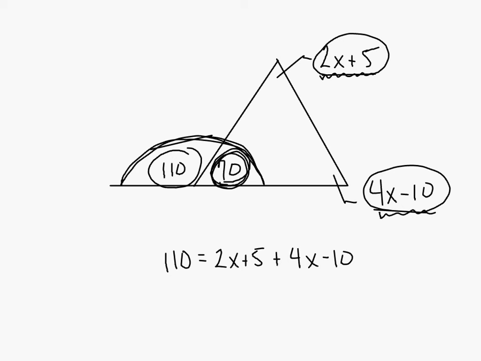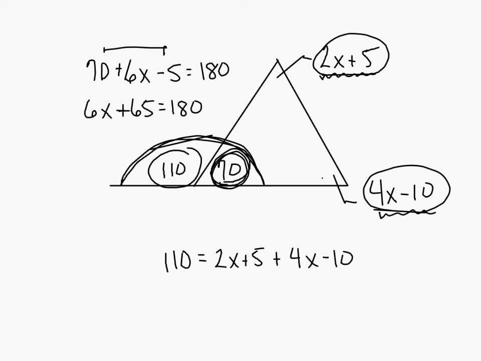If you wrote an equation, you'd have 70 plus 2x and 4x is 6x, and then 5 and negative 10 is negative 5, equals 180. Then combine your like terms, so it'd be 6x plus 65 equals 180. Now I just made up these numbers, so this probably wouldn't come out as a whole number, but that's another way of doing it. Does that make sense? You could finish it from there, right? Exactly, that's because I just made up the numbers as an example.